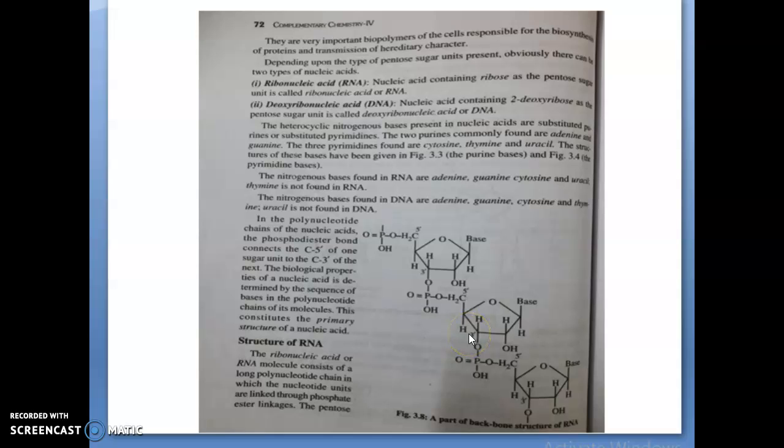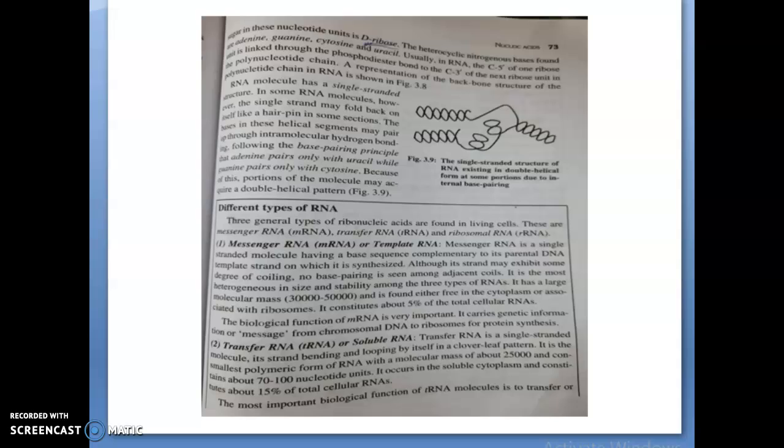Next is the structure of RNA. We already saw that the polynucleotide chains are linked through phosphate ester linkage, and the pentose sugar present here is D-ribose. The nitrogenous bases are adenine, guanine, cytosine and uracil. The phosphate linkage is through the C5' of one ribose to the C3' of the next ribose unit. RNA is mainly present as a single-stranded structure. Sometimes this single-stranded structure may fold back on itself like a hairpin in some sections and form a double helical like structure. That double helical like structure is formed by the base pairing principle: adenine pairs with uracil, while guanine pairs with cytosine.